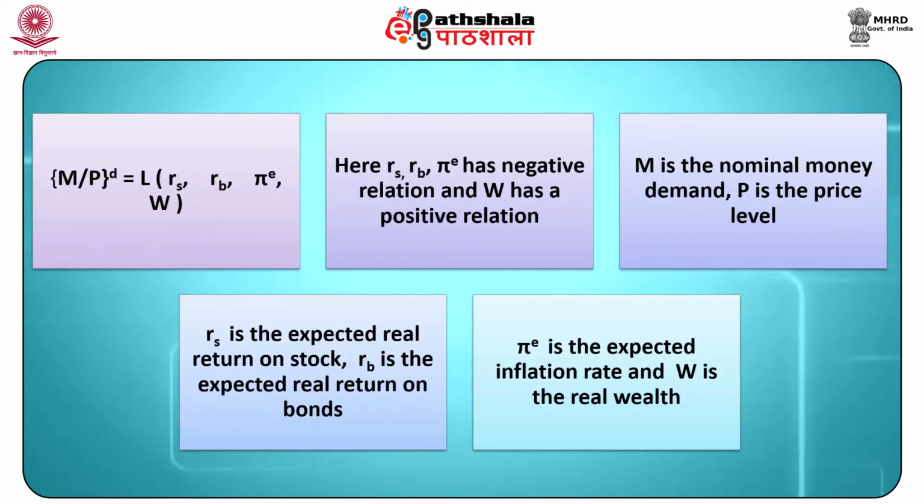The sum of investment in all these assets should be equal to the total wealth of the wealth holder. According to Mankiw, the demand for money function can be written as (M/P)^d = L(Rs, Rb, πe, W). Here Rs, Rb, πe have a negative relation and W has a positive relation.